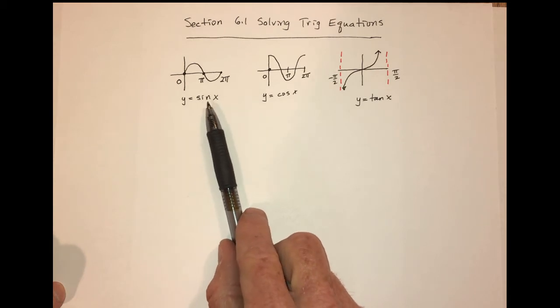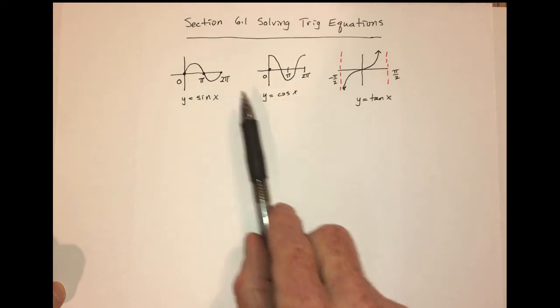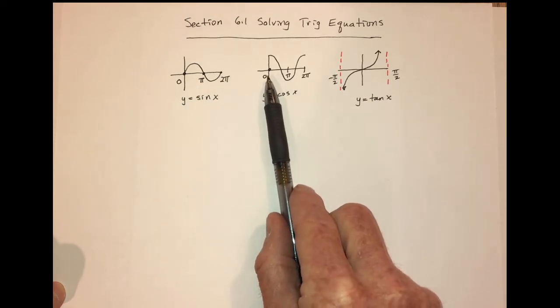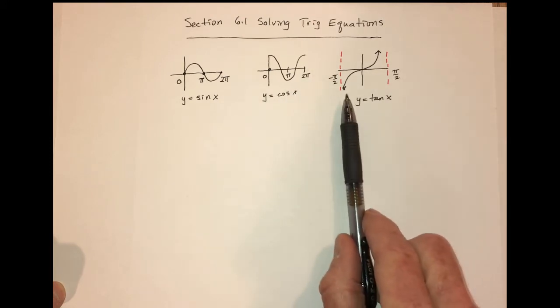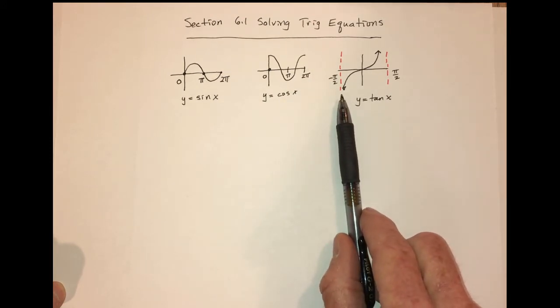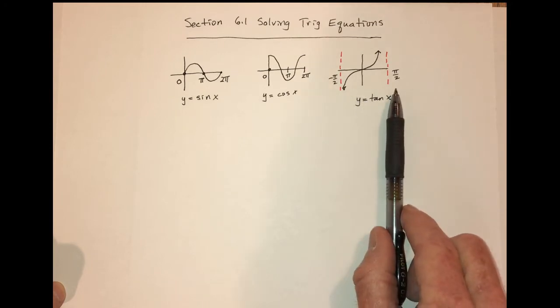So please make sure that you know the basic graph of sine, and you need these 3 points. For cosine, and you should know where 0, pi, and 2 pi are on the graph. And then for tangent with its asymptotes at negative pi over 2 and pi over 2.